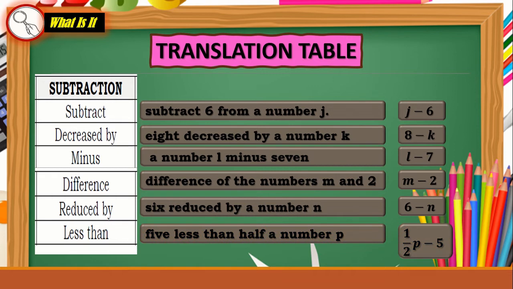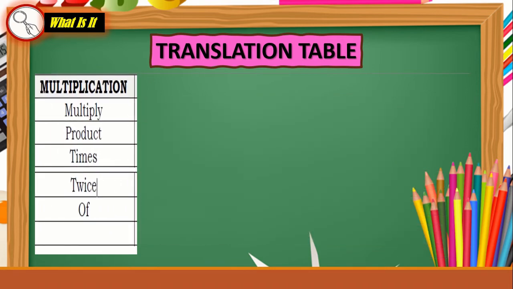5 less than half a number P, that is 1/2 P minus 5. Again, you can pause and replay this video to maximize your learning. Now let us have multiplication.